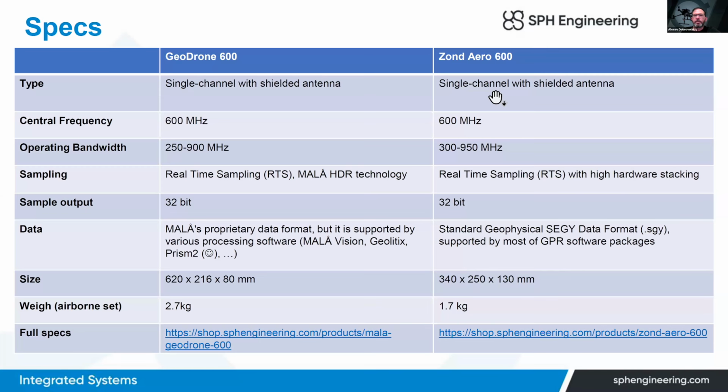Here are the main technical parameters of both systems. Both GeoDrone and Zonterra 600 are single-channel GPRs with shielded antennas. Shielded antenna means that they emit most of the energy of electromagnetic waves straight down. They have the same central frequency. They have a bit different frequency range.